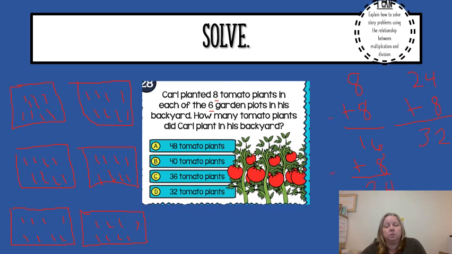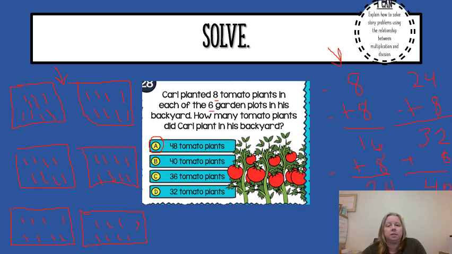I've added 1, 2, 3. I need, oh, no, these two are together. 1, 2, 3, 4, 5, and 6. So there are 48 tomato plants. I don't know that doing the addition over here, I don't think it was any faster than us drawing the model and counting them. I think that's actually a faster way.